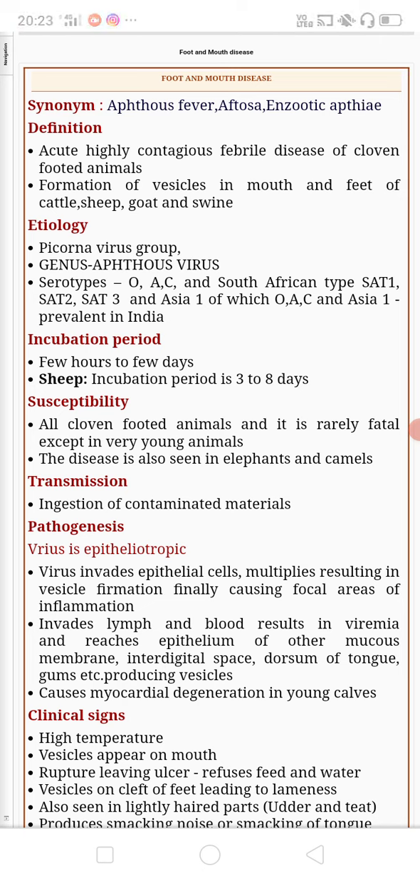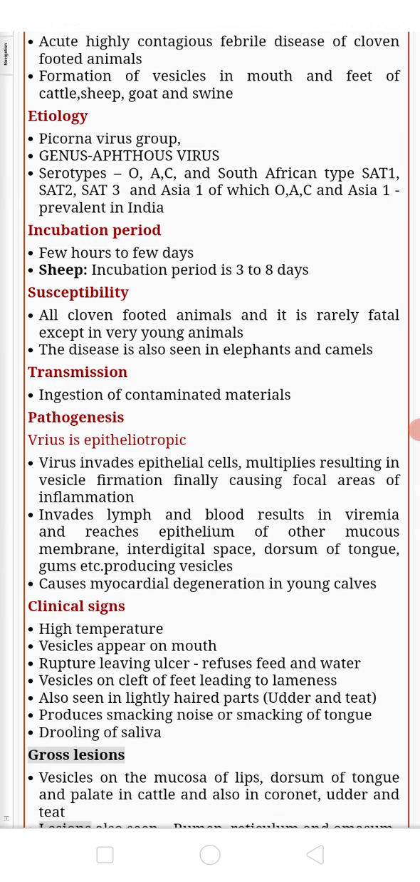Definition: it is a highly contagious febrile disease of cloven-footed animals, with formation of vesicles in the mouth and feet of cattle, sheep, goat and swine. Then the etiology is the picornavirus group.